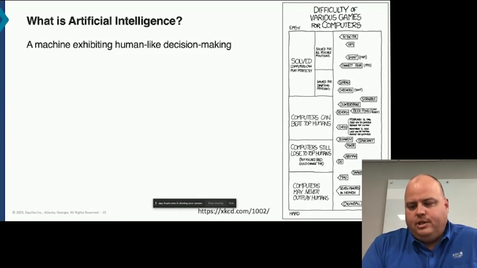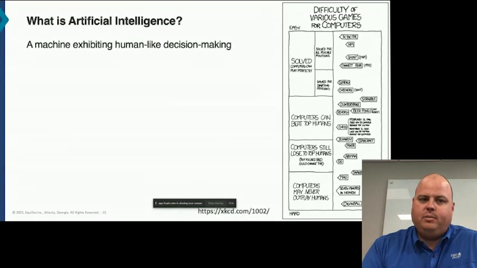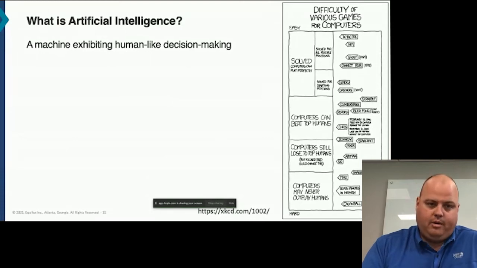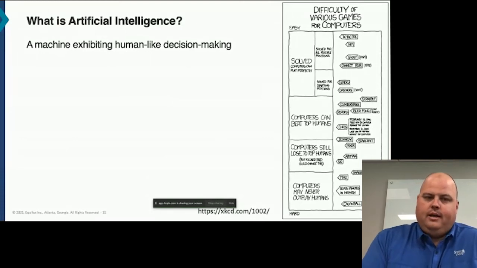One of the really interesting things about this definition is that it is subjective, it's experienced by the person, and it changes over time. So if the intelligence is something that you expect from a computer or from an animal, then it won't strike you as being artificial intelligence.